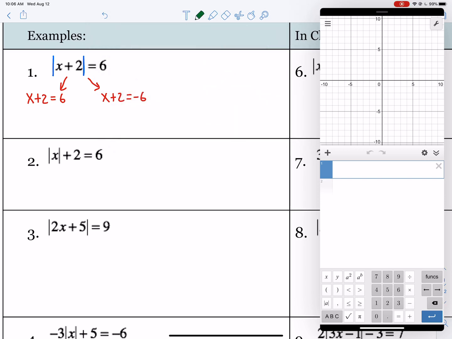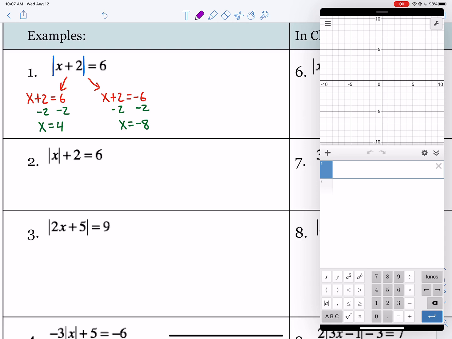So to get x by itself, I would want to subtract 2 from both sides. And we can do the same thing with the second equation because the x plus 2 on the left is the same for both. So x would equal 6 minus 2, which is 4, and x equals negative 6 minus 2, which is negative 8. So now what I want you to do is check your answer using Desmos.